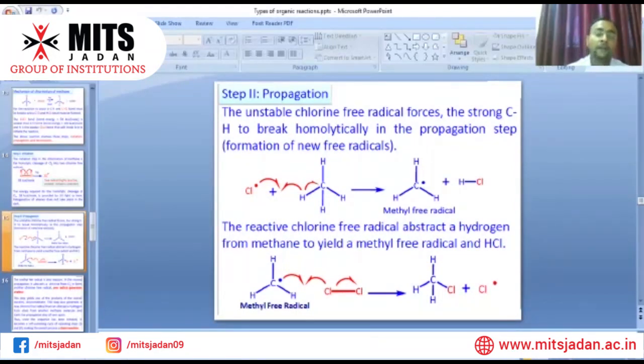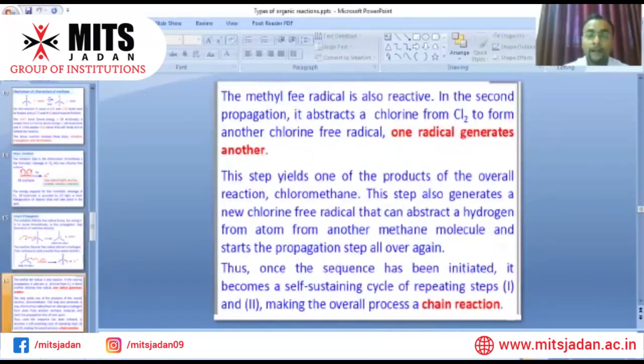This chlorine free radical again reacts with the methane molecule to give the methyl free radical, and this methyl free radical again reacts with the chlorine molecule to give the product. So again and again this reaction occurs, step all over again. And here you can see that the methyl free radical is also reactive. In the second propagation, it abstracts a chlorine from the chlorine molecule to form another chlorine free radical.